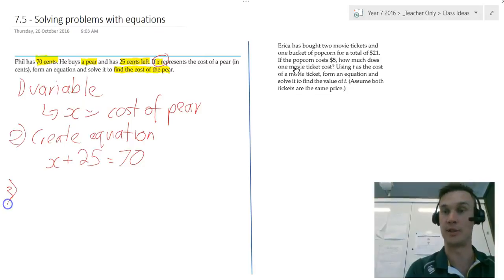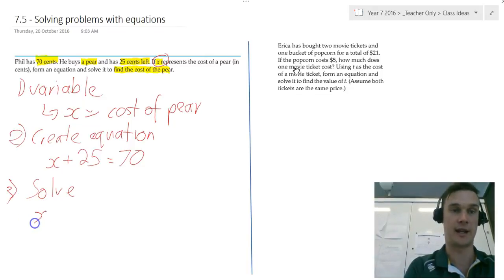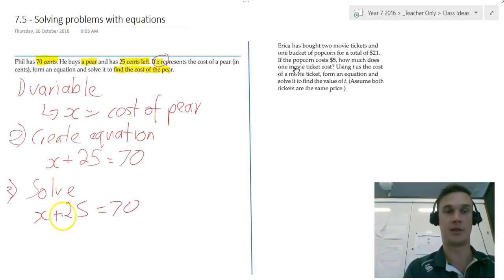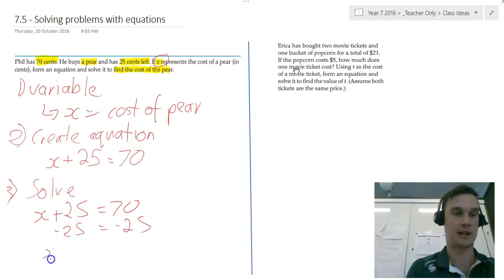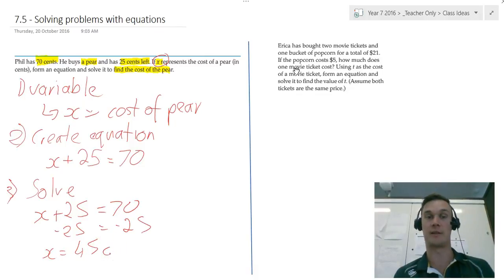Step 3 is then simply solve. Okay, so we've done this previously, we should be able to know how to solve this. So in this case, I'm going to do balancing. So I've got plus 25 here, so if I take 25 on this side, that means I need to take 25 on this side. What I got left over then is X, nice and simple, X equals 45. Okay, so I now know that that's my result.